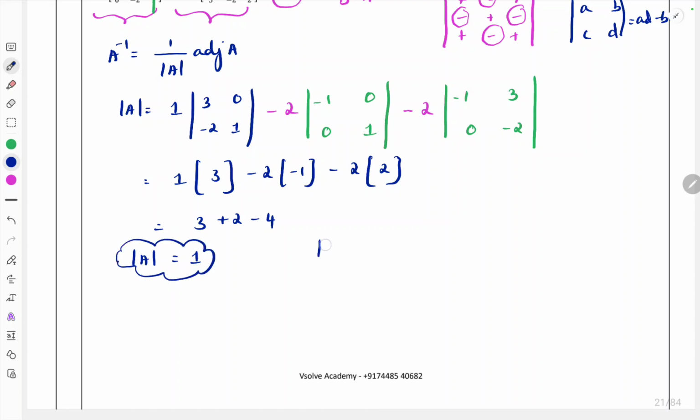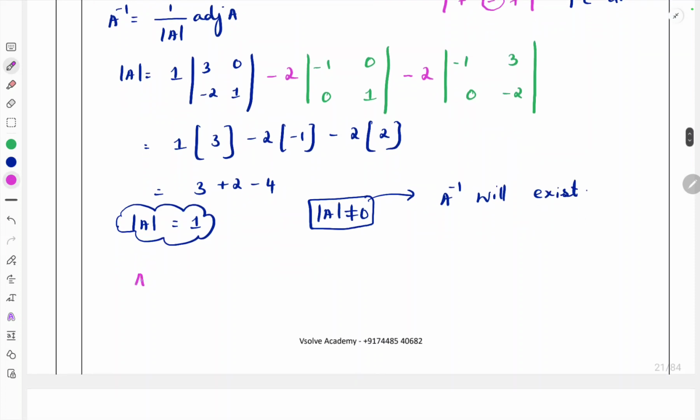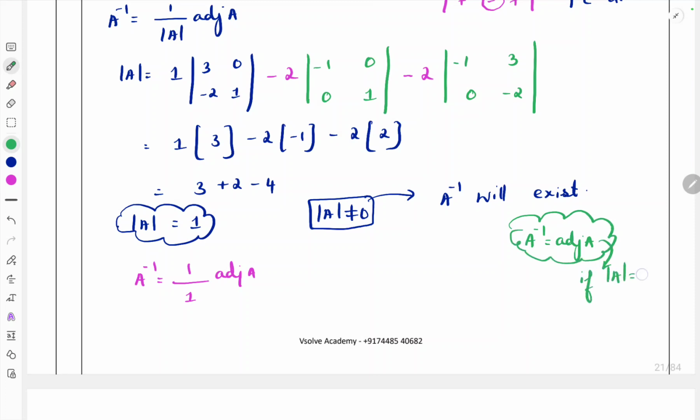So determinant of A not equal to 0 means inverse will exist. So A inverse will exist. Now A inverse is nothing but 1 by determinant of A, which is 1 by 1 into adjoint of A. From here we can say A inverse will be equal to adjoint of A. You can say this property also if determinant of A is equal to 1. So now we have A inverse is nothing but just equal to adjoint of A.